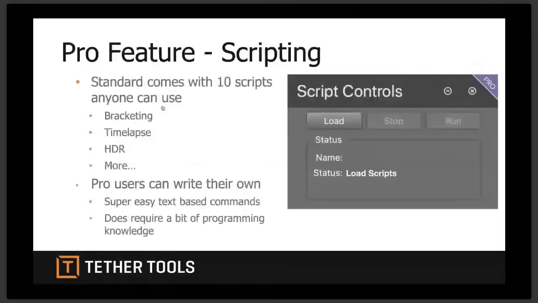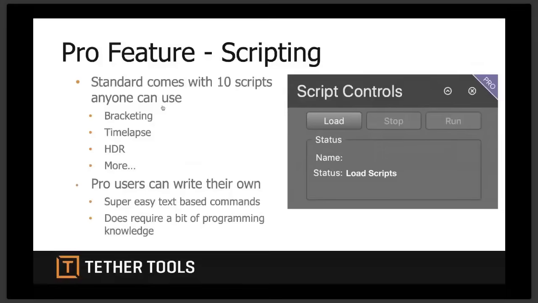The next feature I want to talk about is scripting. So the standard edition of Smart Shooter comes with 10 scripts right out of the box. Some examples of those are bracketing, time-lapse, HDR. You basically just go up to the top window, hit scripts, choose the one you want. It'll ask you a few questions on settings and hit go, which is great. You don't need to know any programming to do that. You can use those 10 scripts. They come with the regular version. You don't need to know any advanced technology.